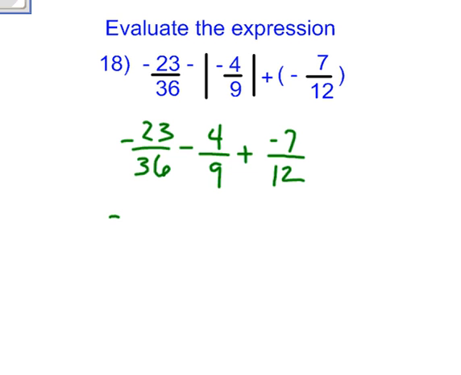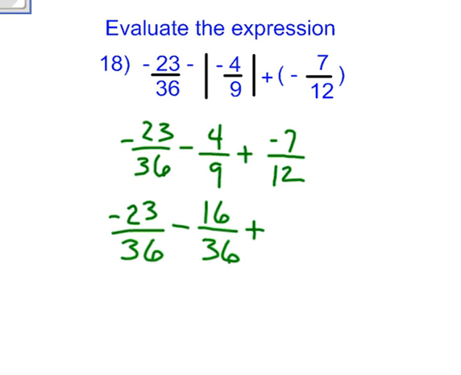So this one stays the same, negative 23 over 36 minus, and 9 times 4 is 36, so we'll multiply the denominator by 4 and the numerator. It would give us 16 over 36. And the last part, we have to get a common denominator. So we would multiply everything by 3. That would give you a negative 21 over 36.